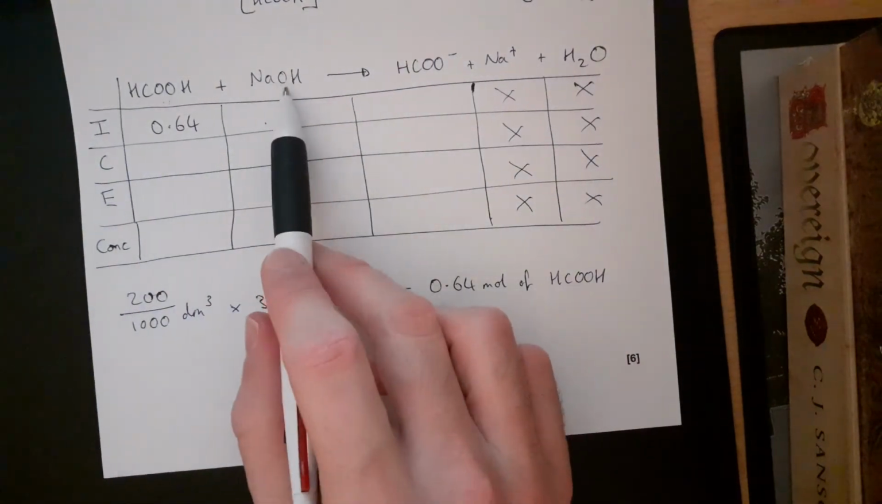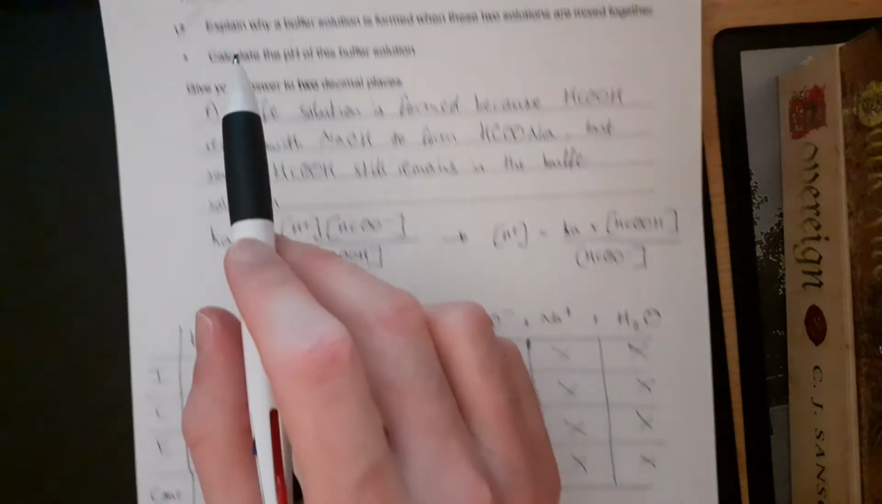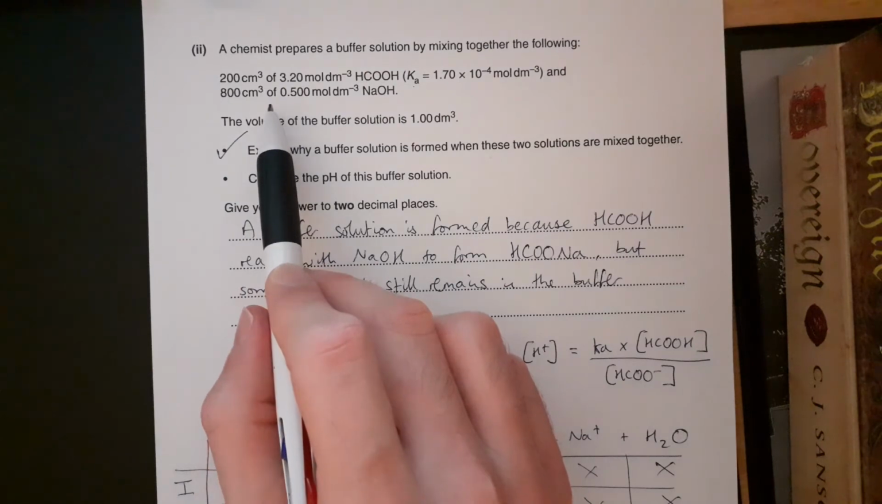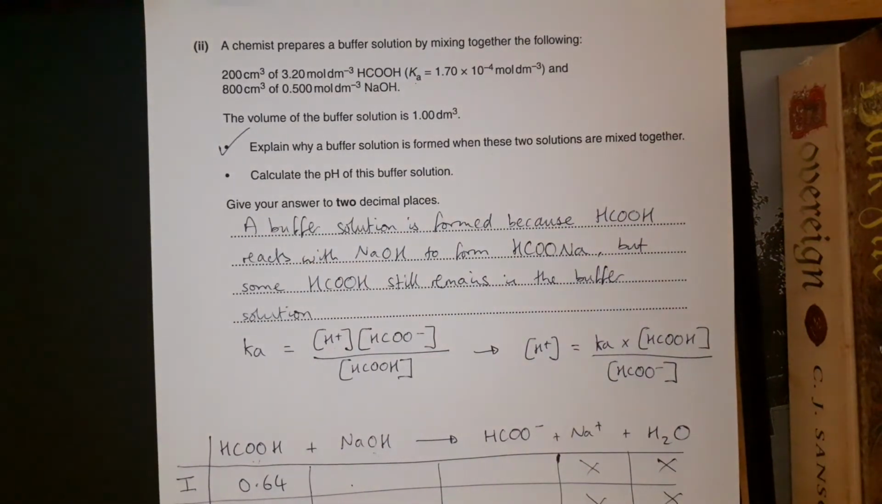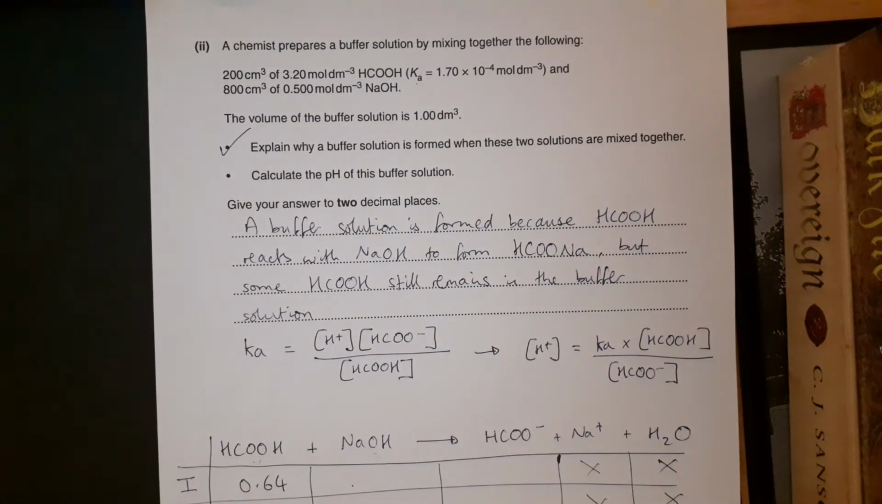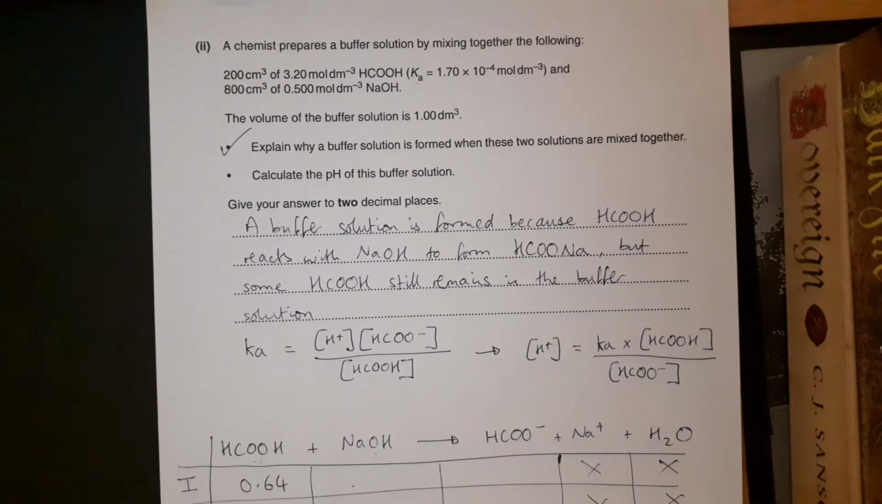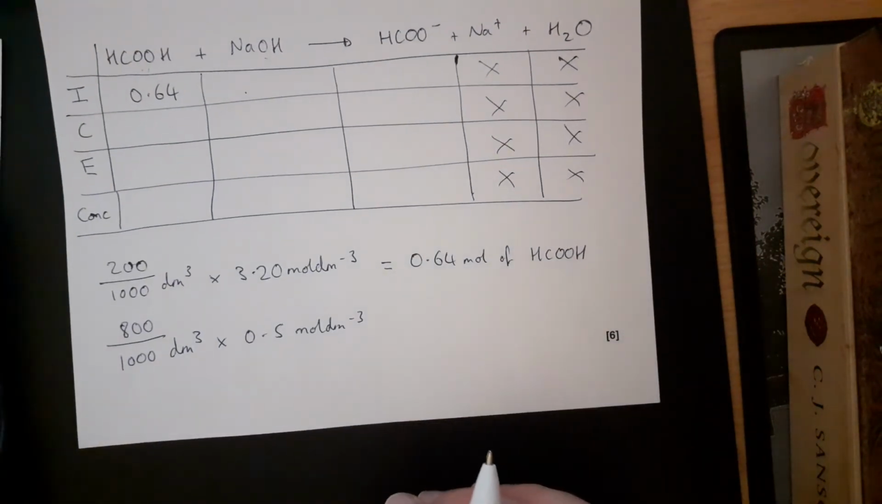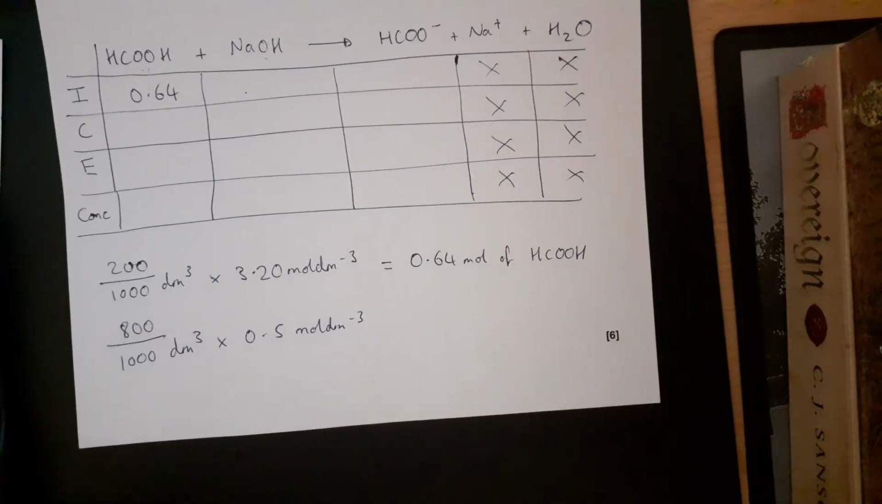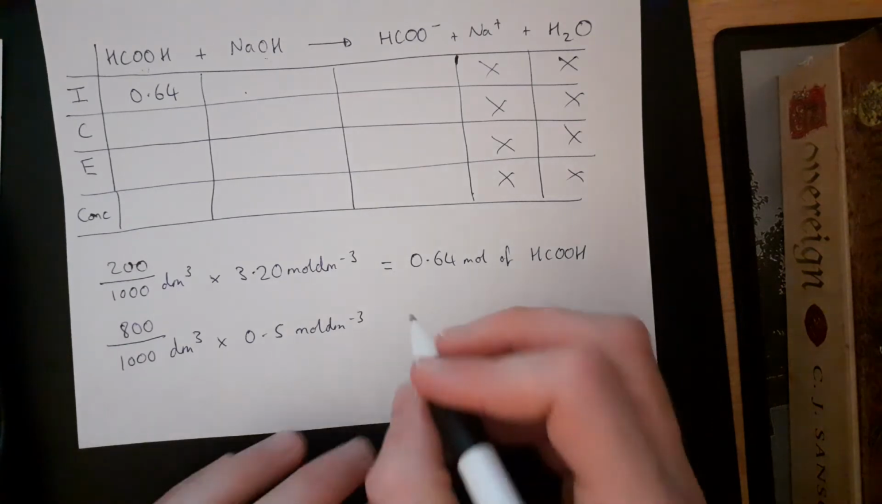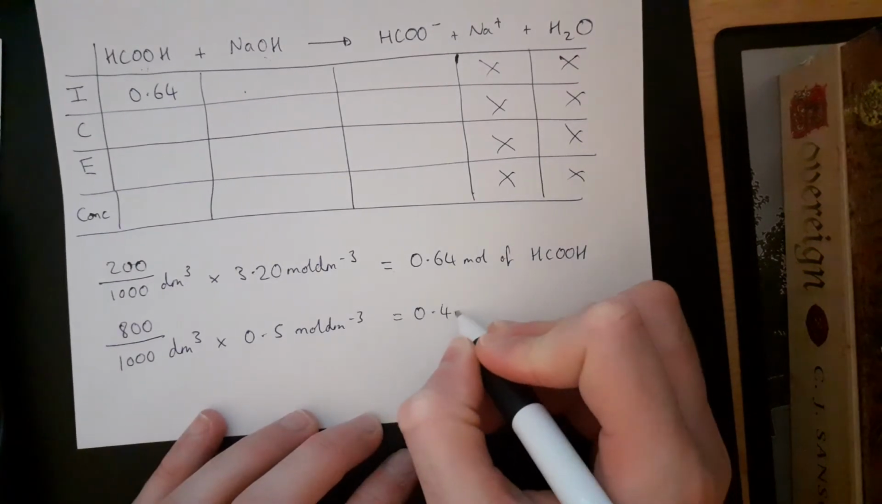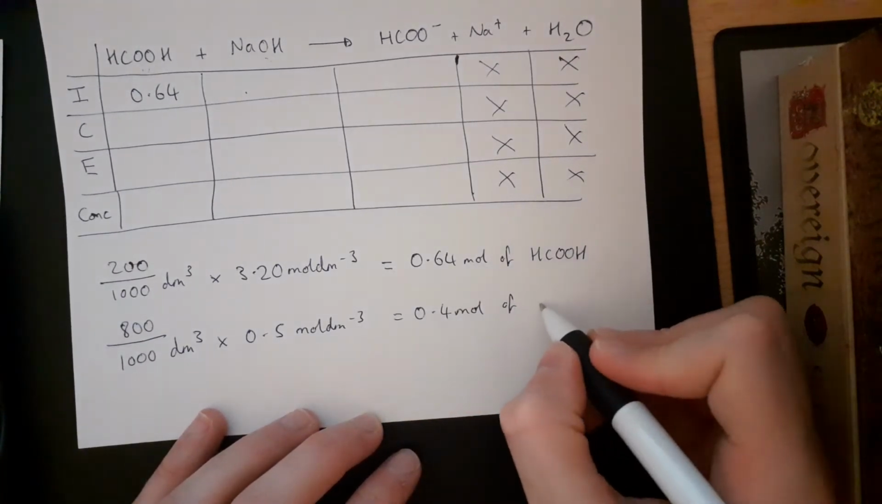And then we want to do the same thing for the sodium hydroxide. So we have 800 centimeters cubed. So we can do 800 divided by 1,000, and we're going to multiply that by the 0.5. Okay. So that's what we're doing here. Let's just work that out. 800 divided by 1,000 and times by 0.5, and we get 0.4 moles of the sodium hydroxide.